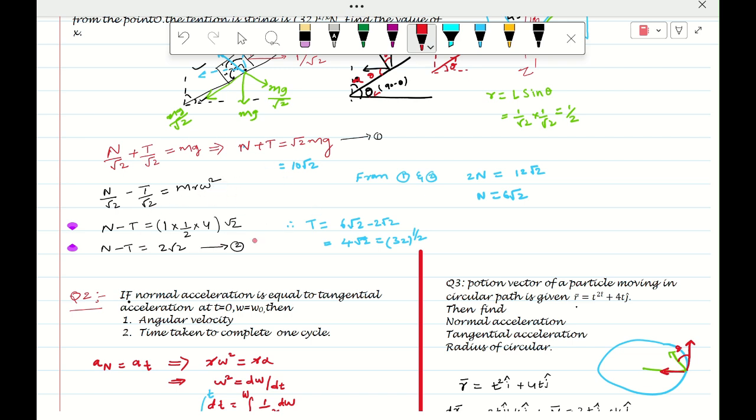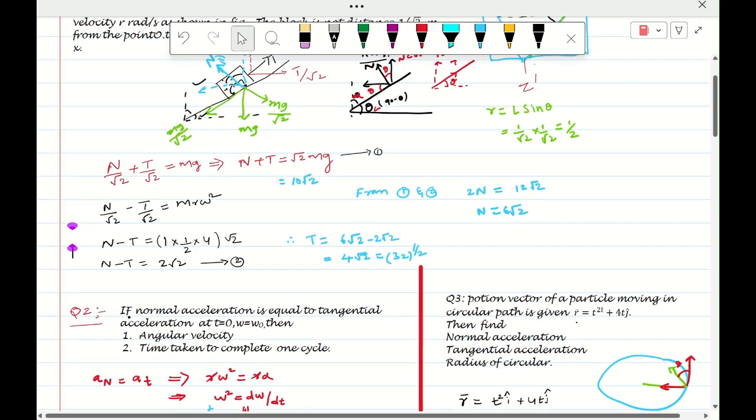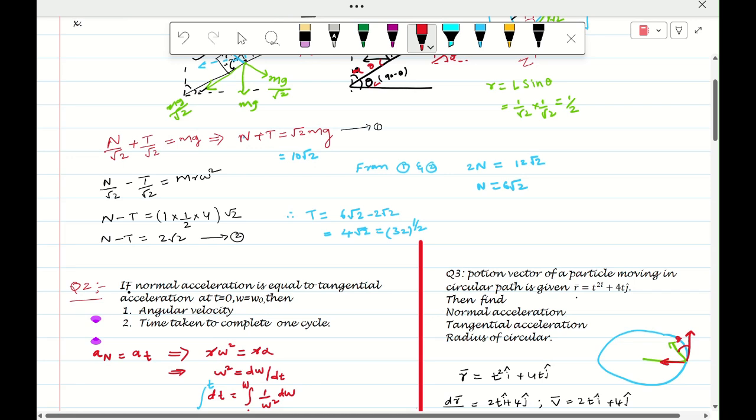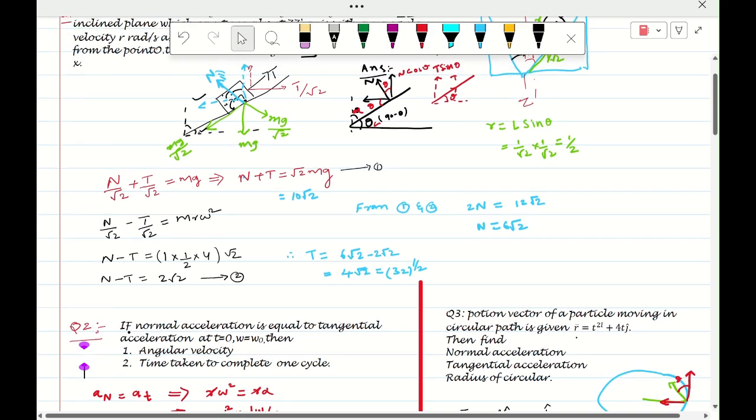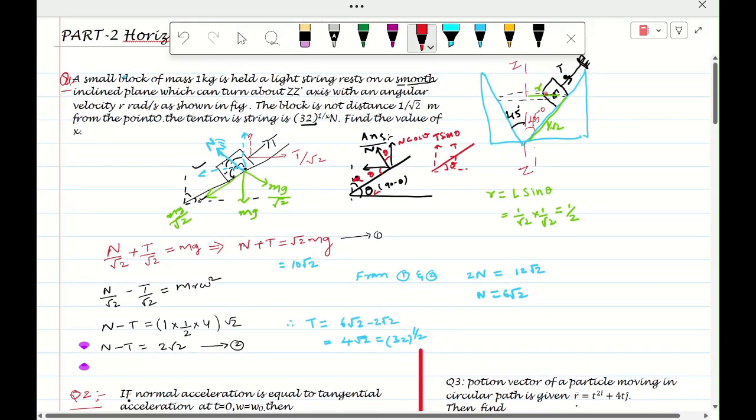Now by solving equations 1 and 2, you will get 4 root 2. Finally, tension is equal to 4 root 2, that will be 32 over 1 by 2. These two equations only help: the diagram and two equations, and the remaining is calculation. Here is one more point in calculation. R is given. Sometimes in the problems they will give R, the radius of the circle, or they will give this distance. But here in this problem, it is given 1 by root 2 meters. The block is at a distance 1 by root 2 meter from the point O.